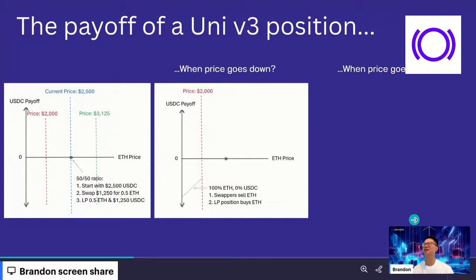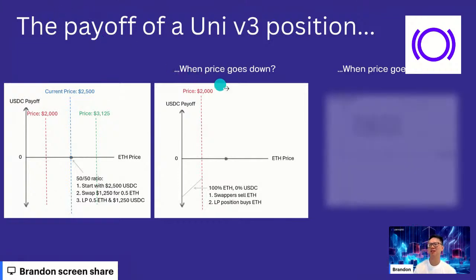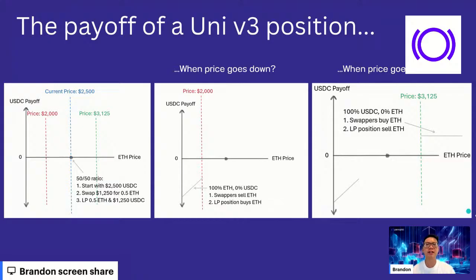Now, what happens when the price of ETH goes up? Let's take a look at that. So here, we have to examine why the price of ETH went up. It's because swappers in the pool were buying ETH. They want ETH. ETH's hot, price goes up. They buy ETH, which you're the LP position, you're taking the other side, you're selling them ETH.